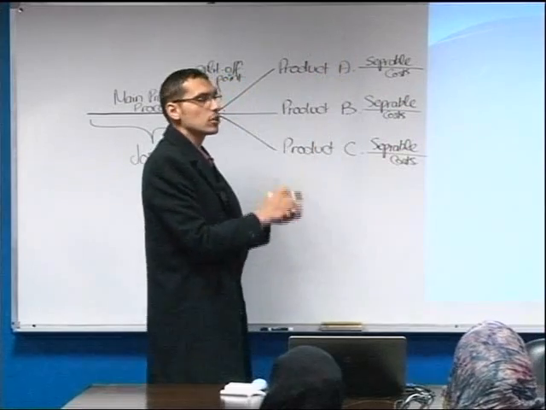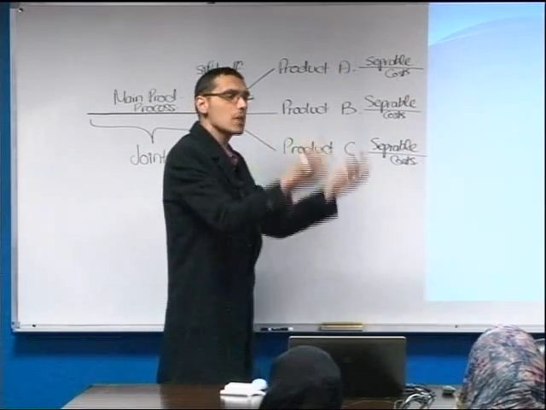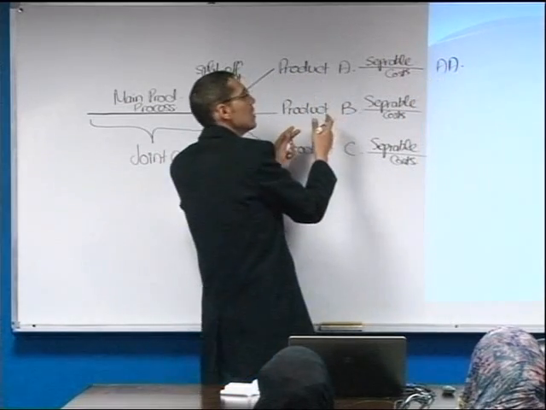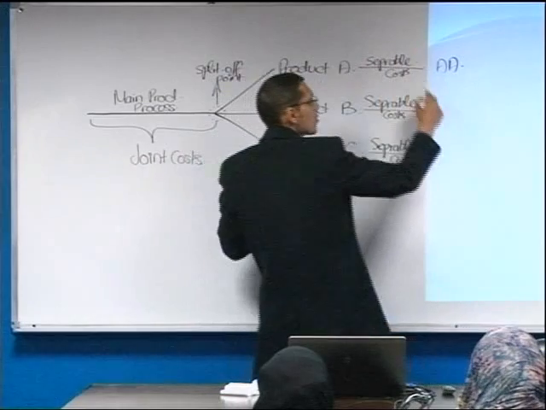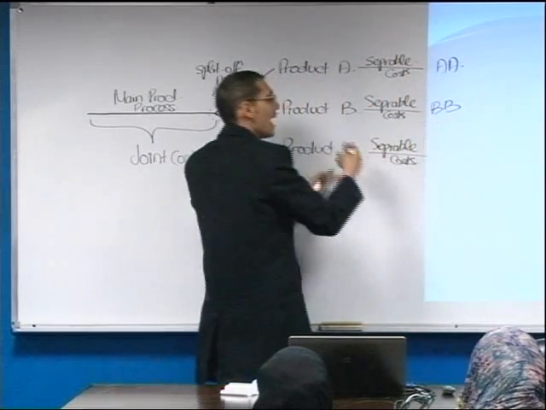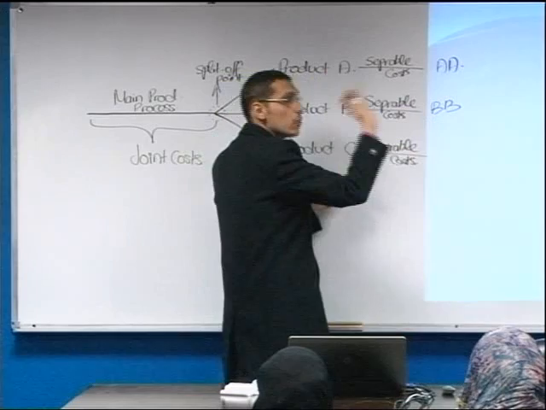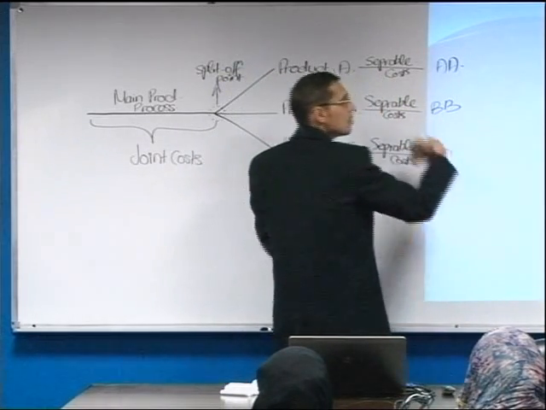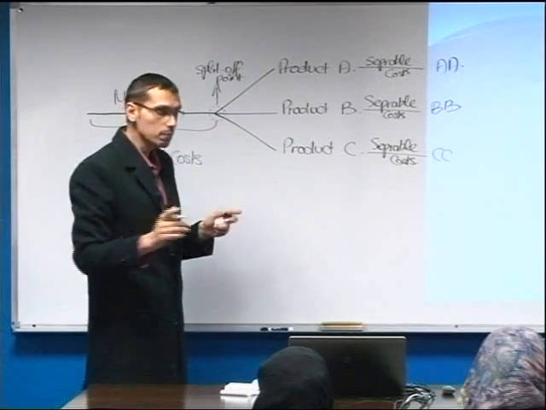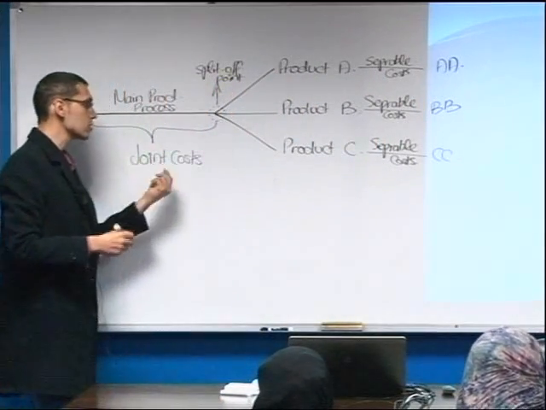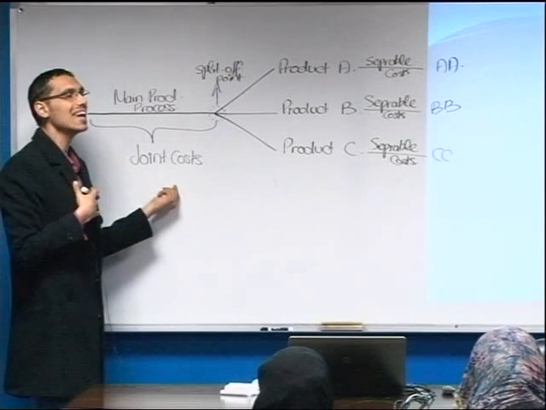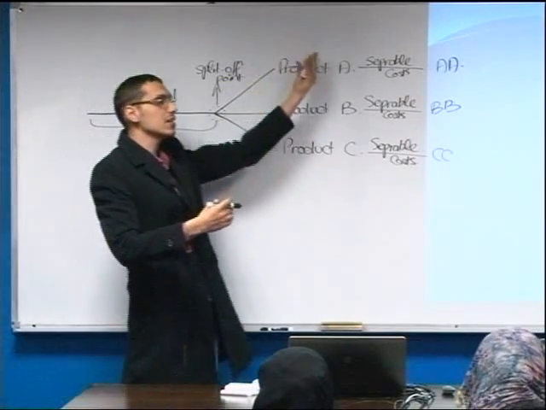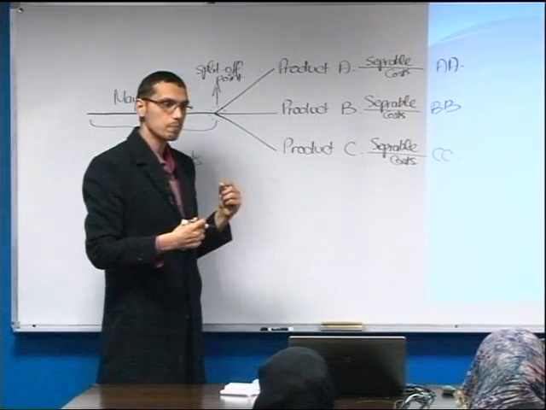Of course, after product A has been further processed, maybe the product would be double A. And after B is further processed, maybe the product is double B, for instance. And after the further processing of product C, maybe the product is called double C, and so on. Therefore, any cost before the split-off point is called joint costs, and our main idea of this chapter is how to allocate the joint costs on product A, B, and C.